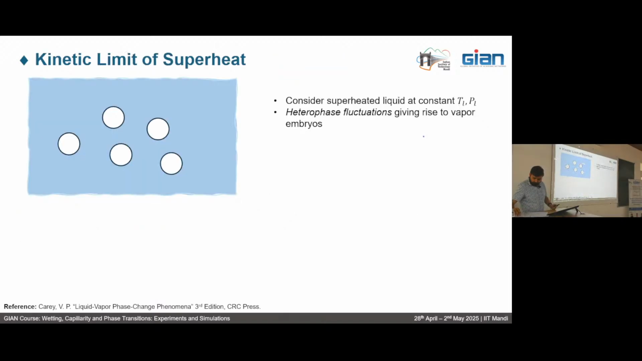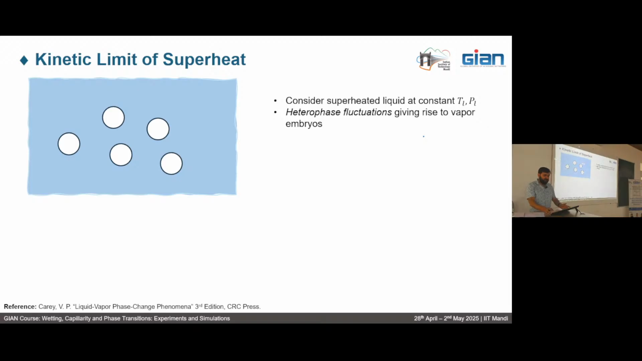Now let us jump on to the kinetic limit of superheat. The discussion from previous studies indicates that the likelihood of homogeneous nucleation depends on the kinetics of bubble embryo formation. How the bubbles are formed governs the kinetic limit of the superheat. Any embryo that has n number of molecules is continuously losing molecules due to condensation, and is again gaining molecules because of the boiling which occurs at the interface of these bubbles.